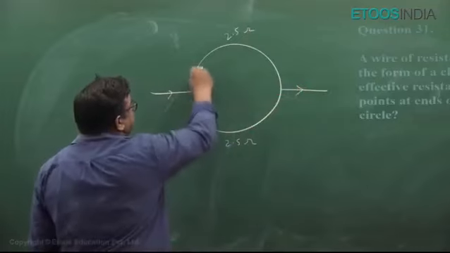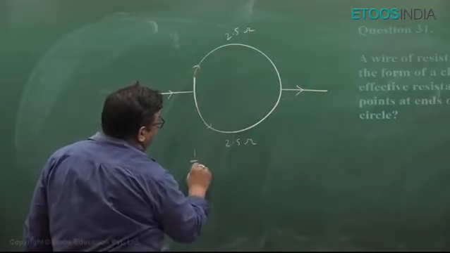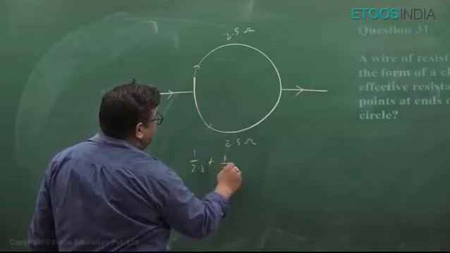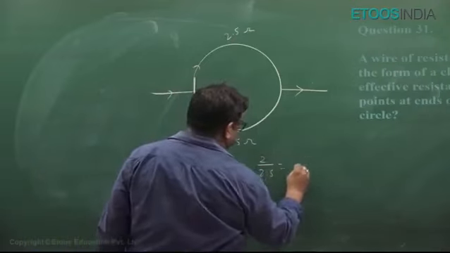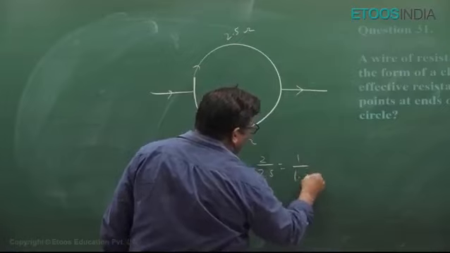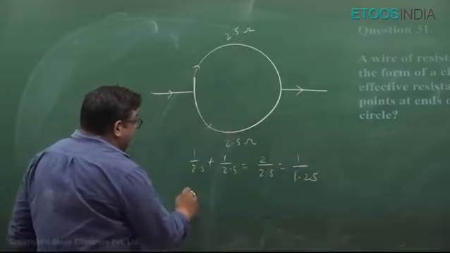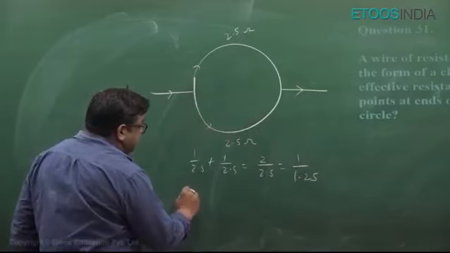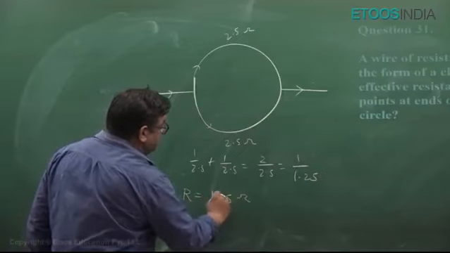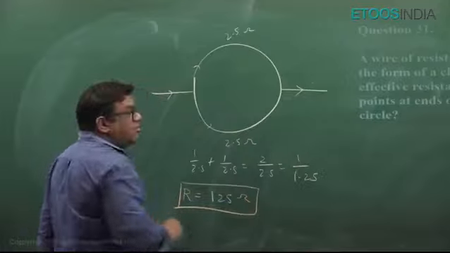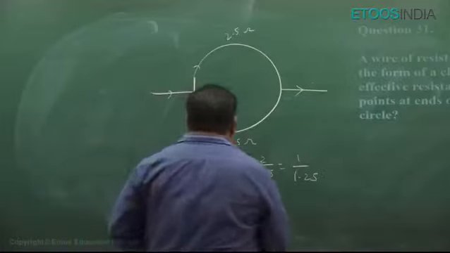Since they are in parallel, 1 upon 2.5 plus 1 upon 2.5 is 2 upon 2.5, and the answer is 1 upon 1.25. We need to reciprocate also. So the answer is 1.25 ohms. Got it? Now let's move to the next question.